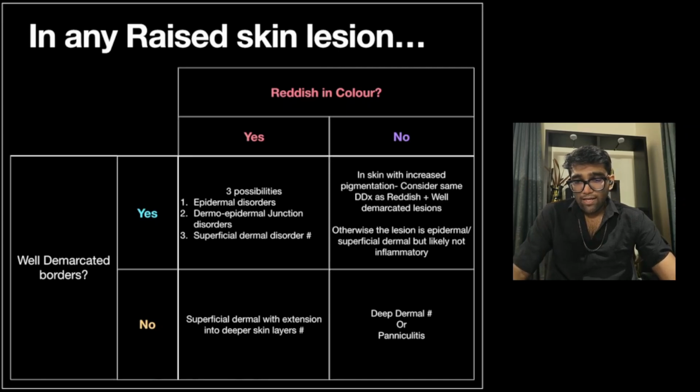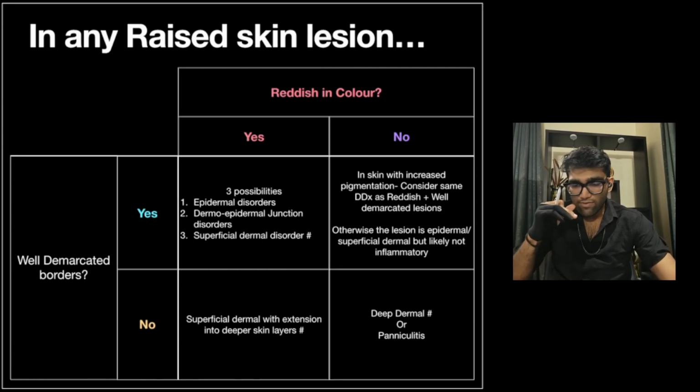On the other hand, you may have a lesion that is violaceous in color, that is not red in color, but has well demarcated borders. So it may be violaceous, or any other color other than red. This can happen in two situations.